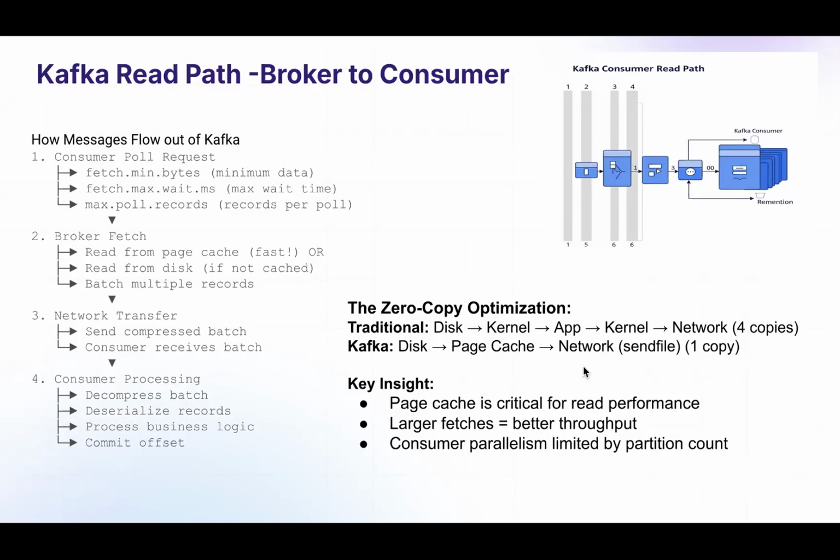And step 4 is the consumer decompresses then deserializes, processes your business logic, and commits the offset. Okay, the key insight here is zero copy optimization. In traditional systems, data goes from the disk to kernel space, from kernel space to application space, back to kernel space, and then from kernel space to the network. That's 4 copies. Kafka does this in 1 copy, sending the file straight from disk to page cache to network. This is why page cache is absolutely critical for reading performance.